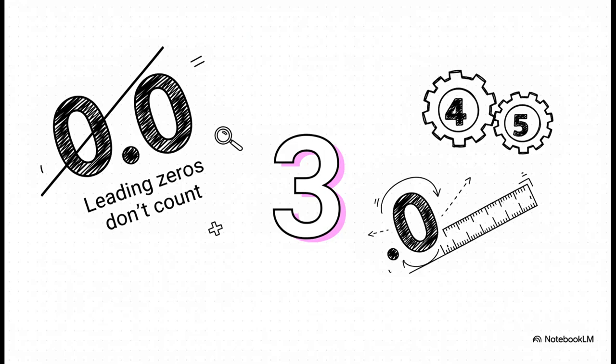Let's walk through it. The leading zeros? Nope, they don't count. The 4 and the 5? For sure. And what about that 0 at the end? Well, because there's a decimal point in the number, it absolutely counts. So that's 3 sig figs.